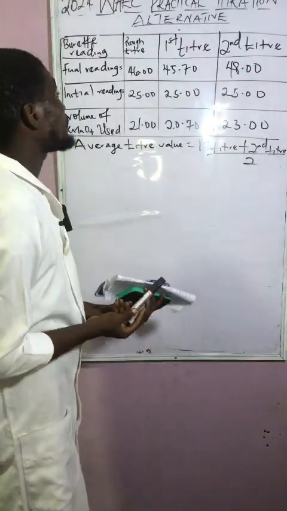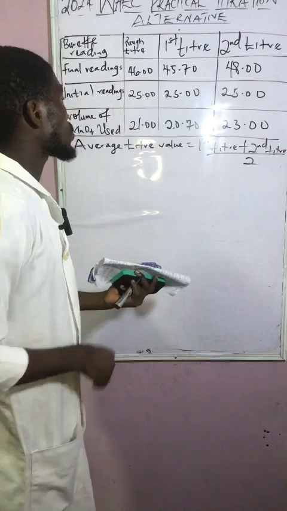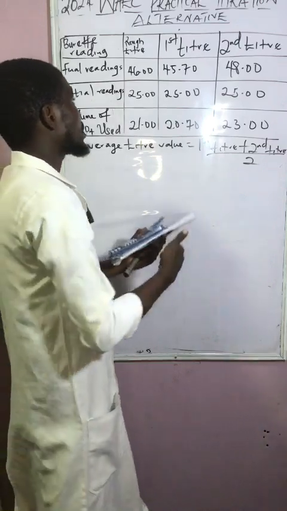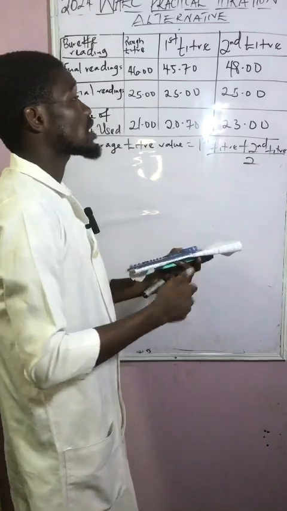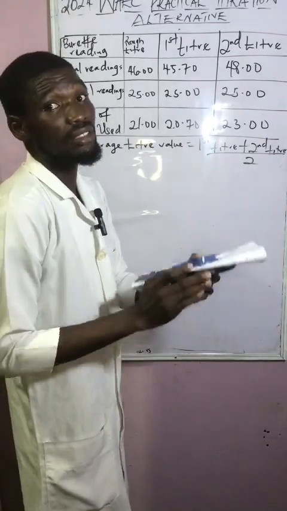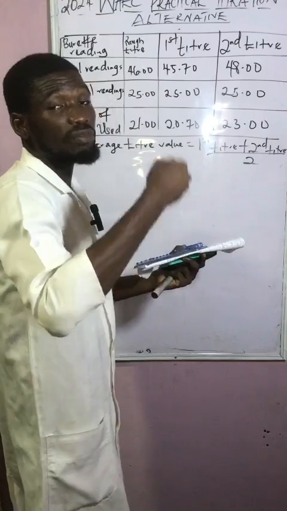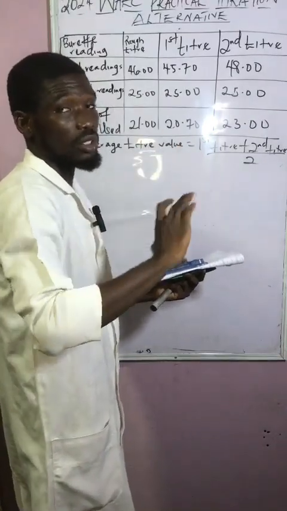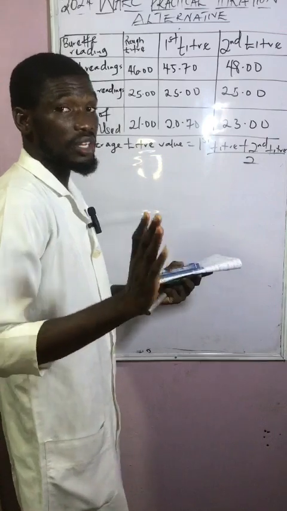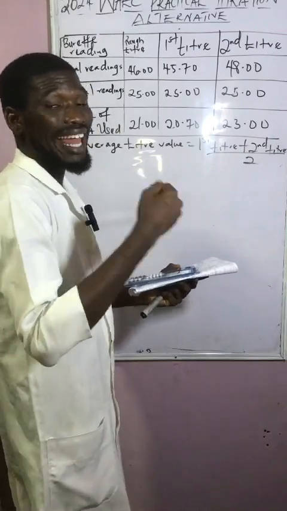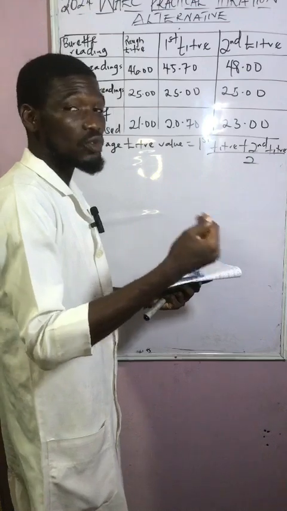So what is our first titer? Note one thing, some students always make the mistake of adding the rough titer, the first titer and the second titer value together. No, it's wrong. You only pick the first titer value and the second titer value. If you have a third titer value, you are going to add the 3 together by dividing with what? 3.